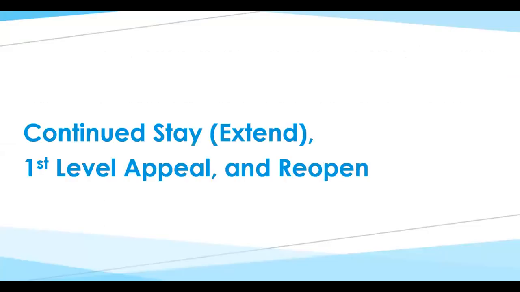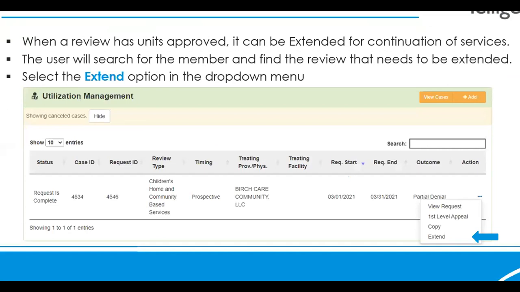So now we're going to talk about extensions, first level appeals, and reopens. And whenever you're in a new system, there's always some terminology things. So I'll try to make sure that when I say what our system says and what it means for you, that I do both of those so that you understand that. But the first thing we're going to talk about is an extension.